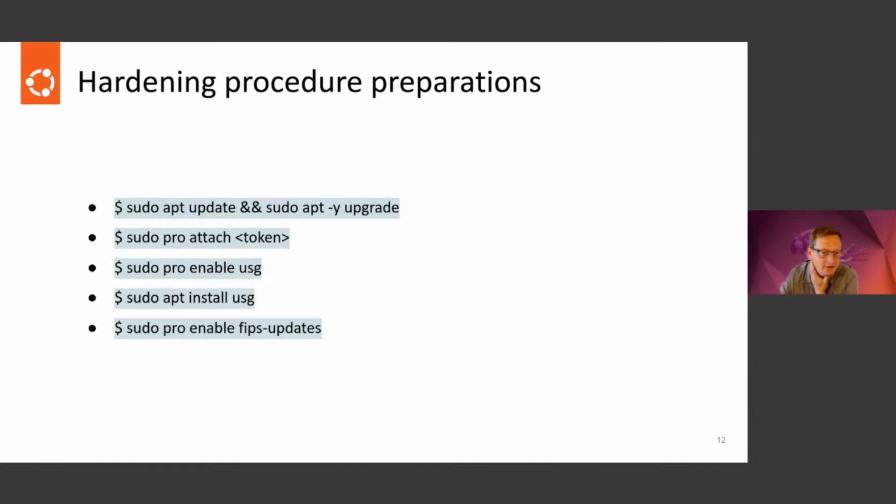Then you need to attach the Pro token to your system to give you those nice extra features that come with Ubuntu Pro. To get the token, you can go to ubuntu.com/pro. You can sign up. It's available for free on up to 5 machines or for personal use. And you can just attach the token there. It's very easy to sign up, and you won't get spammed or anything.